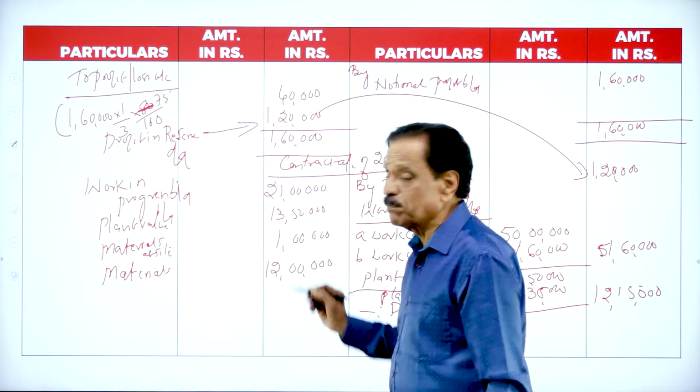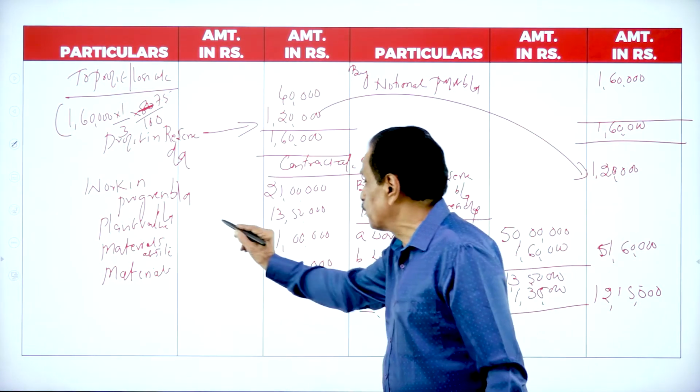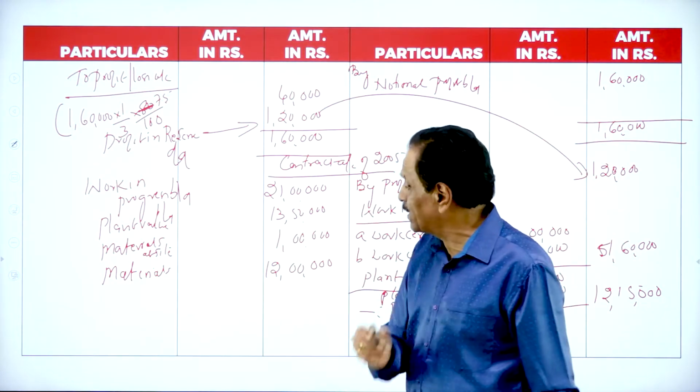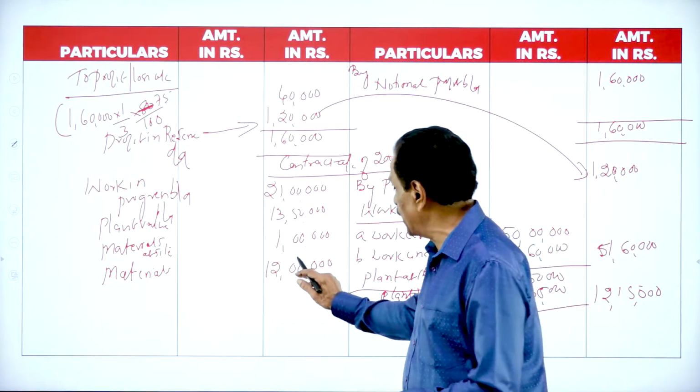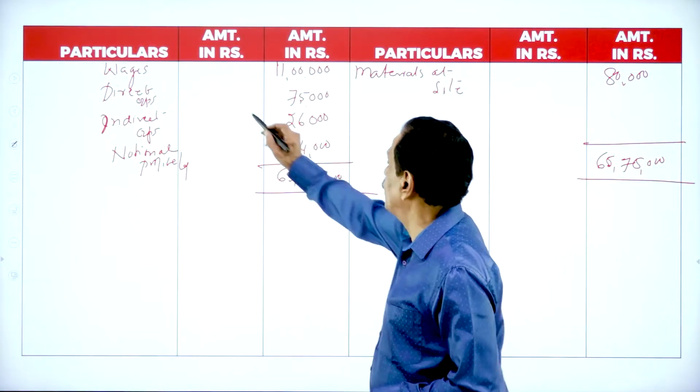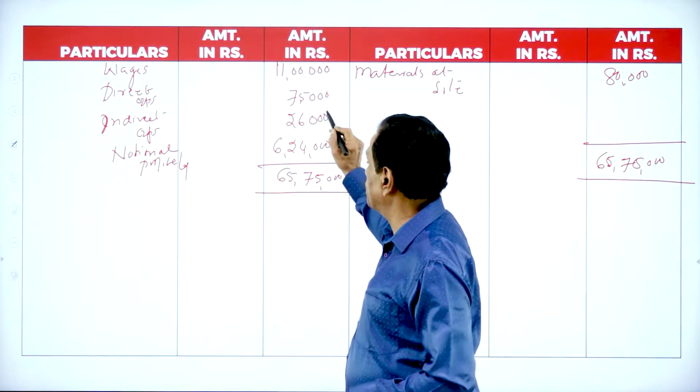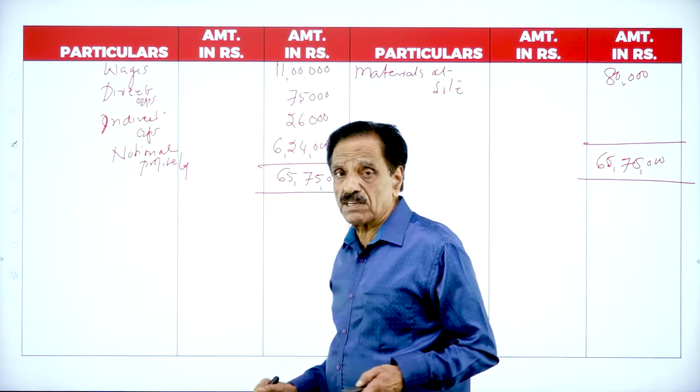Work in progress brought down from the last year. Plant value brought down from the last year. Material at site brought down from the last year. Material of this year. Then wages of this year. Direct expense this year. Indirect expense of this year.